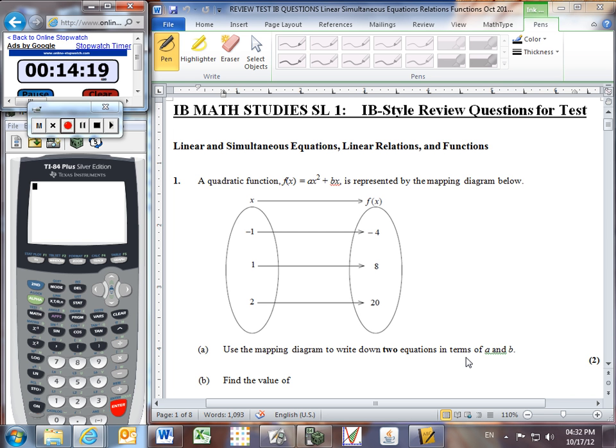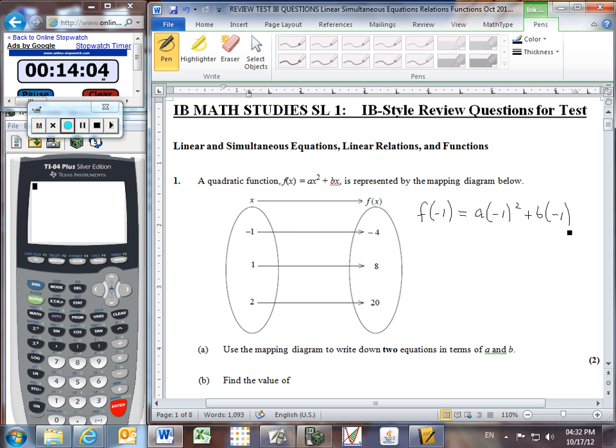of a and b. So let's start by using, say, this first value of x. If I substitute it into this equation, I can see that f of negative 1, if I substitute in the x, would be a times negative 1 squared plus b times negative 1. Now we know that f of negative 1 is equal to negative 4. That's the mapping value. So negative 4 is equal to a times, well, negative 1 squared is 1. And then this is plus b times negative 1. So let's just leave it like that for now.